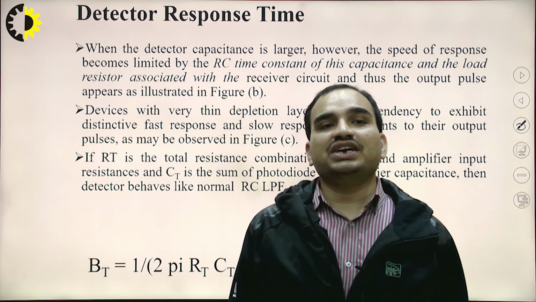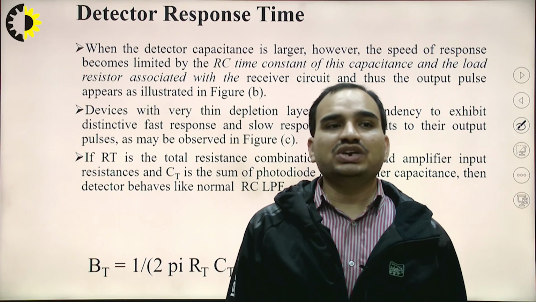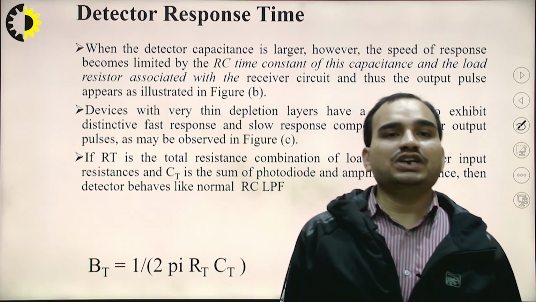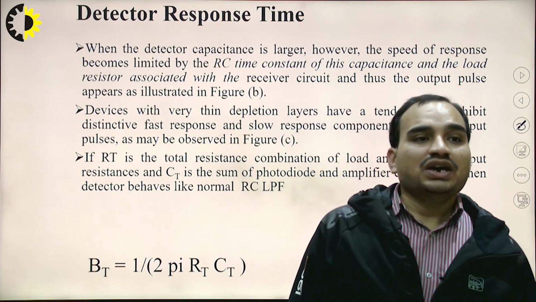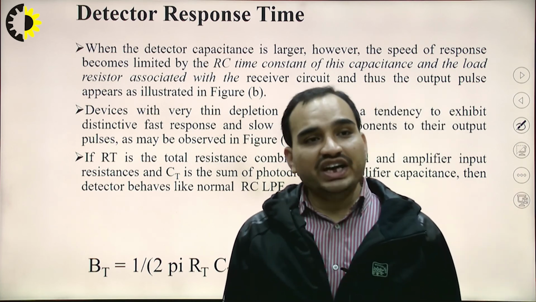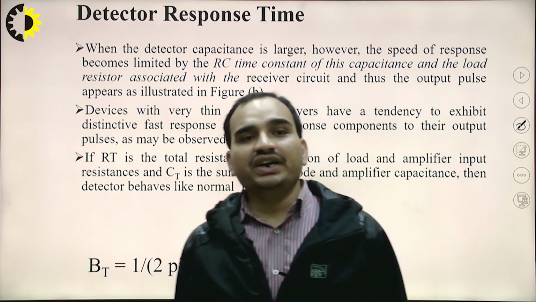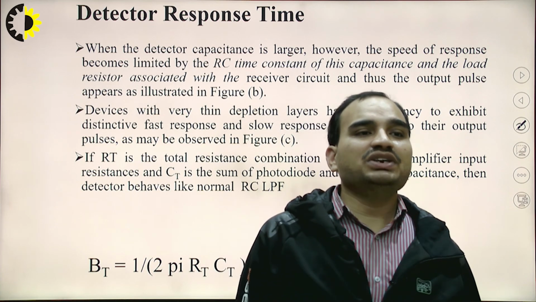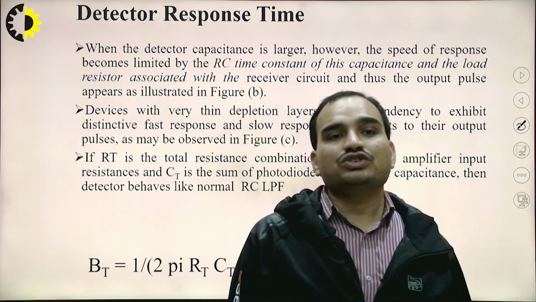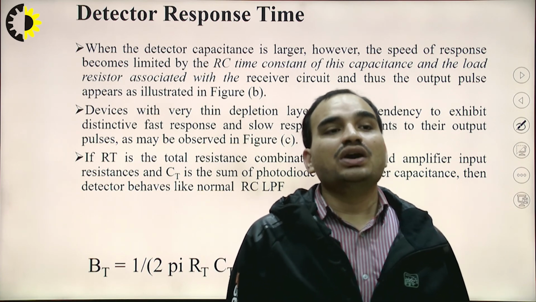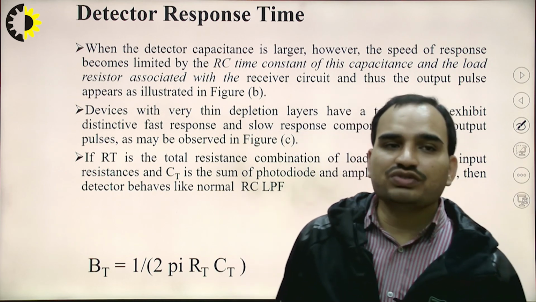limited by the RC time constant of the capacitance and the load resistance associated with the receiver current and the output pulse. And a device with a very thin depletion layer has a tendency to exhibit distinctive fast and slow response components in its output pulse, as may be observed from figure C.